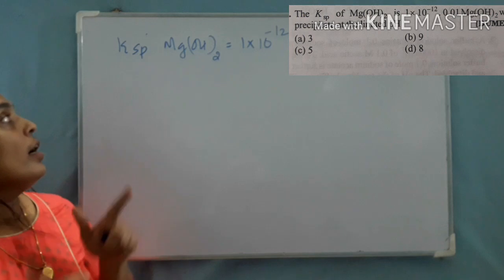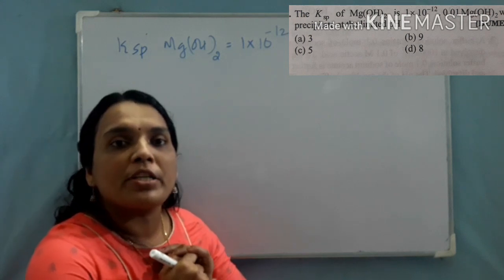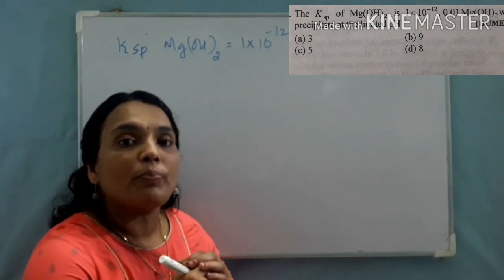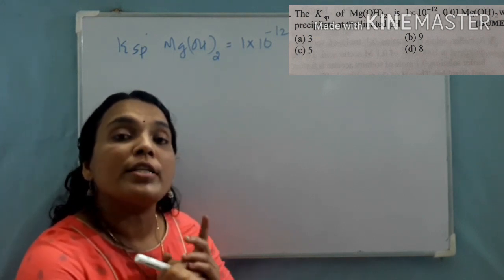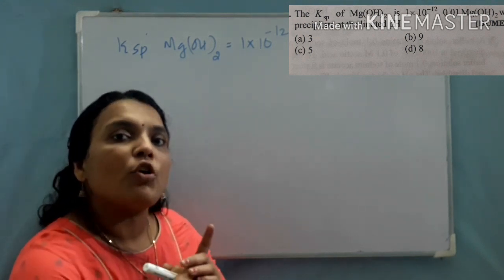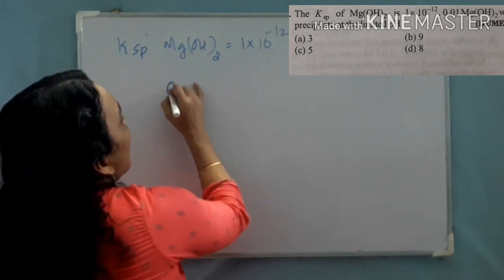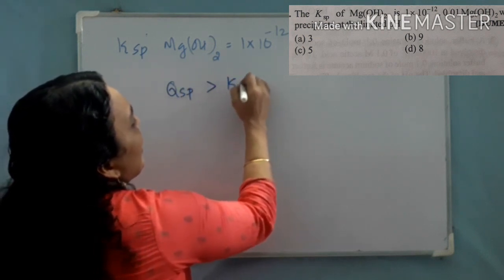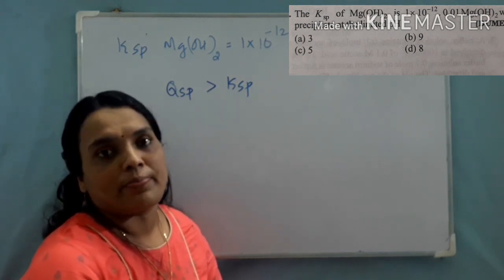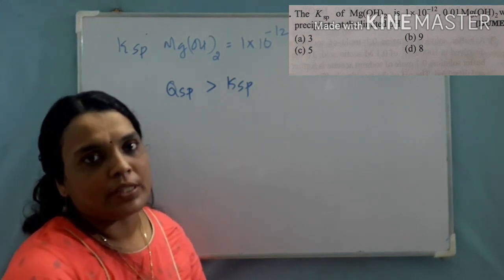KSP of magnesium hydroxide is given. Calculate the minimum pH required to precipitate 0.01 molar magnesium hydroxide. So first of all we have to know the condition of precipitation. That is, if QSP is greater than KSP, it is the condition at which the system starts to precipitate.